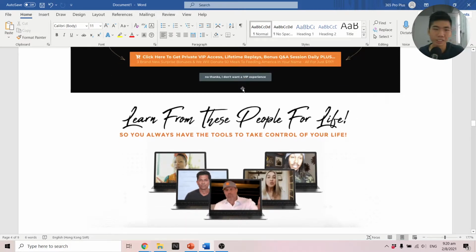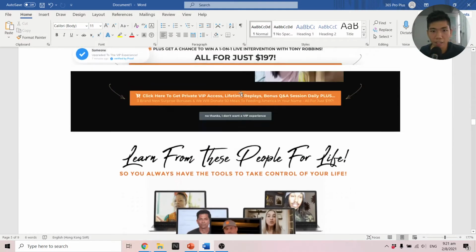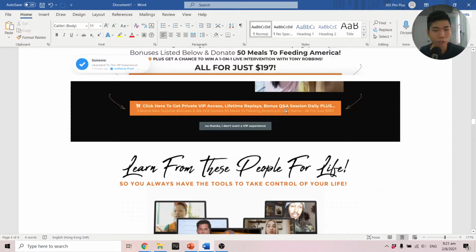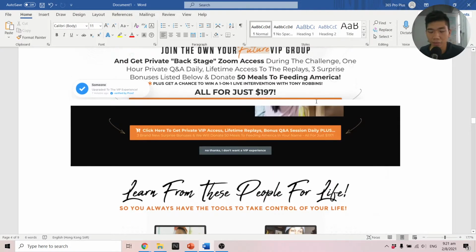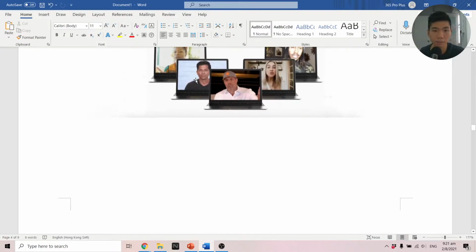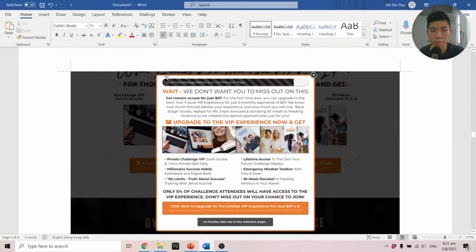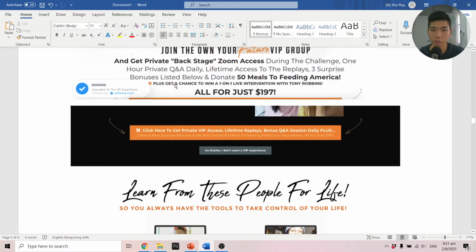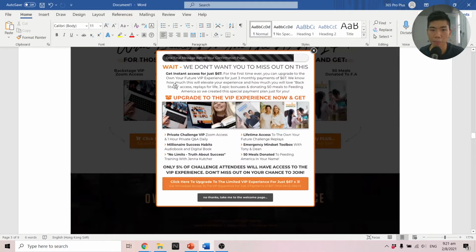All you need to do is build a list, and they will have a button with 2 options. One is to buy this $197 offer, and one is no thanks, I don't need VIP. When you click on no, I don't need it, there will be a pop-up. The pop-up would be the downsell of this offer. The downsell would be the payment plan.